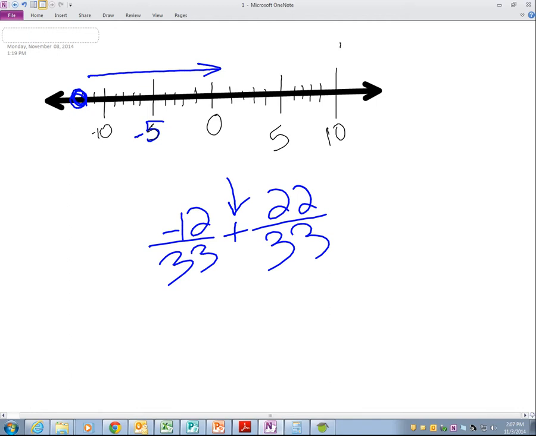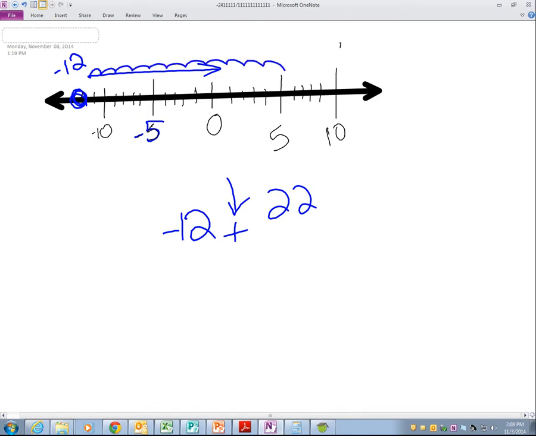Here's where we're starting. We're just looking at the numerators, so we're just looking at it as if it were negative 12 plus 22. We are at negative 12 right here. We are going to go 22 spots that direction, which would put us stopping at 10. Okay? That's the integers from the notes 2 weeks ago that some people are really struggling with.